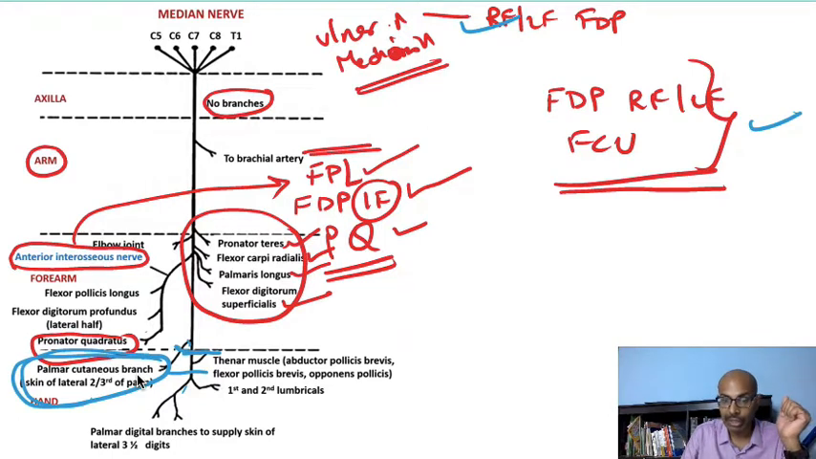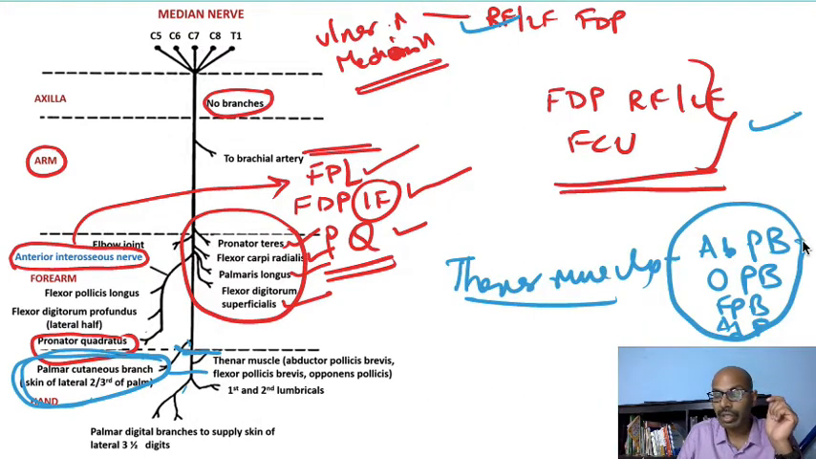All of you know this very well. What are the muscles that are supplied by the median nerve? All the intrinsics of the hand are supplied by the ulnar nerve except the following. What are the thenar muscles that we know of? It is abductor pollicis brevis, opponens pollicis brevis, flexor pollicis brevis and adductor pollicis. Among these, only the adductor pollicis is supplied by the ulnar nerve and all the rest of the muscles are supplied by the median nerve.